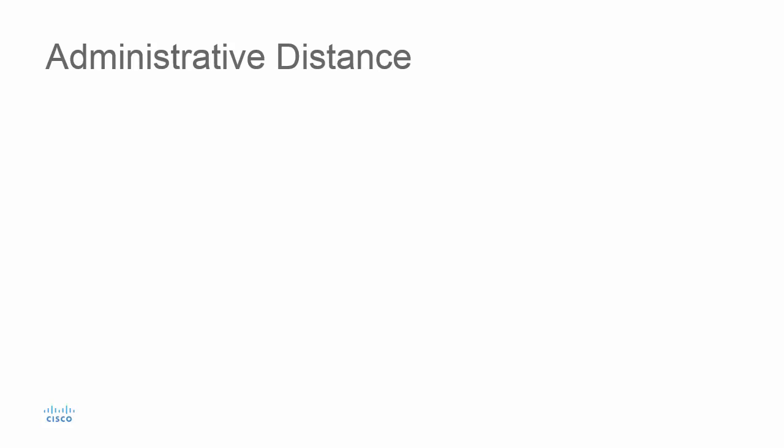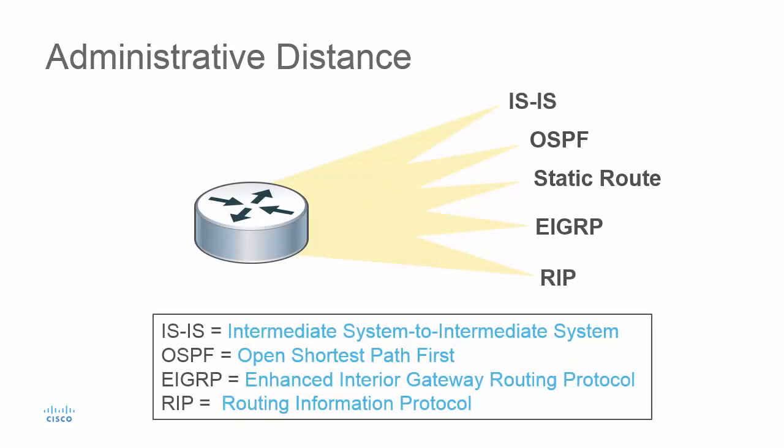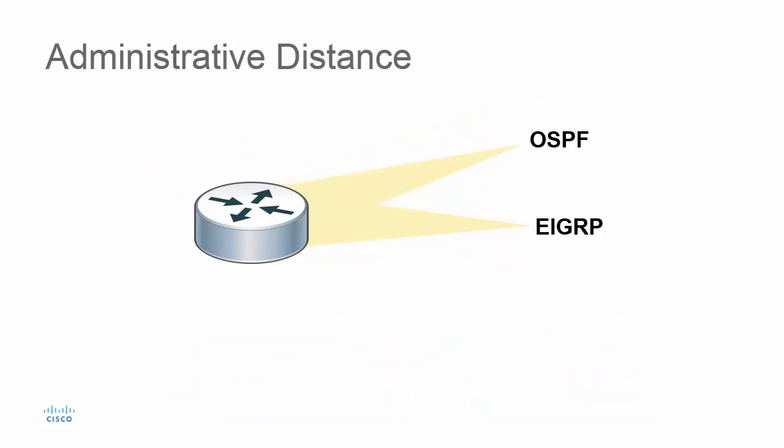In an enterprise network, it is not uncommon to encounter multiple dynamic routing protocols and static routes configured on layer 3 devices. So what does this actually mean? Well, you can get information on how to get to a certain network from several sources. For instance, from OSPF and EIGRP routing protocols.